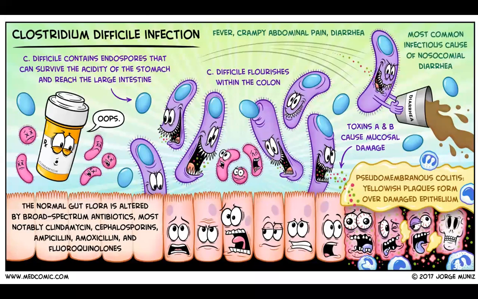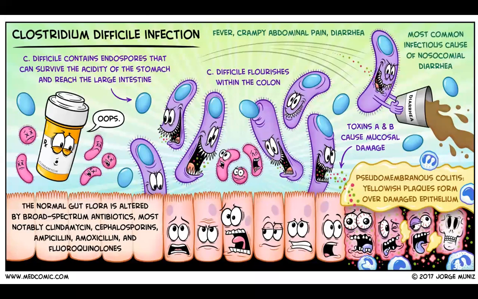So now we'll talk about Clostridium difficile infection, or C. diff. C. diff is a gram-positive anaerobe that secretes toxins and causes severe diarrhea and colitis. And it occurs due to an alteration in the normal gut flora. So what happens is the anaerobe produces spores that can survive the acidity in the stomach and travel to the large intestines, where it causes colitis and diarrhea.